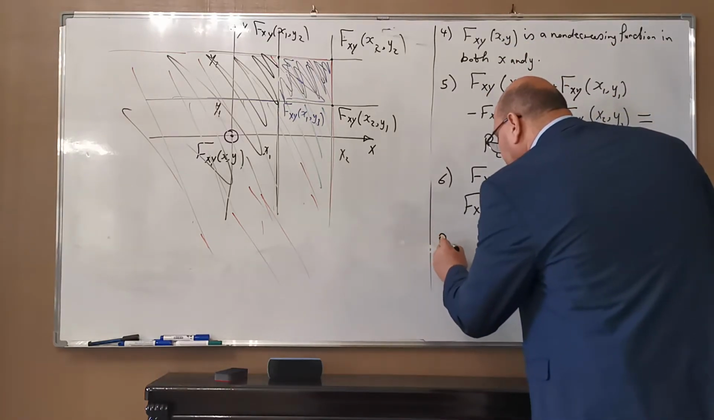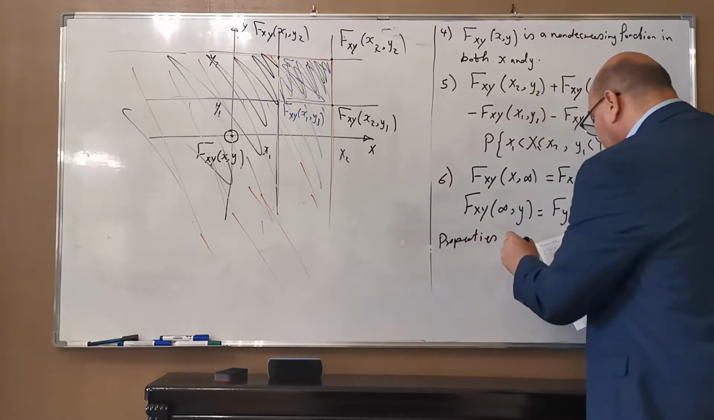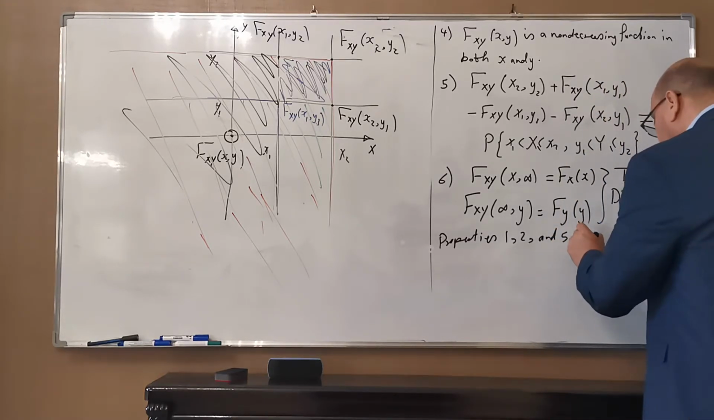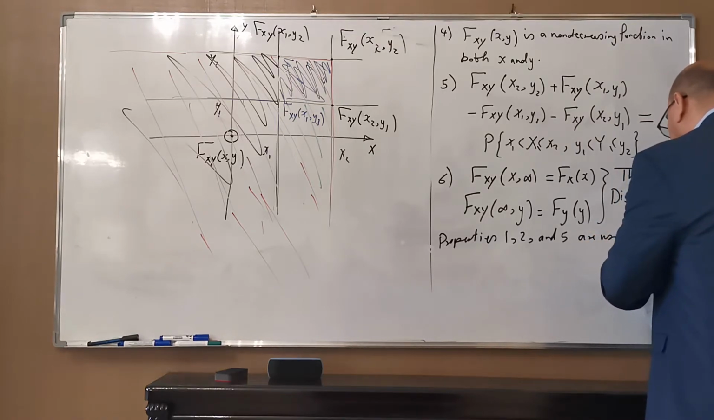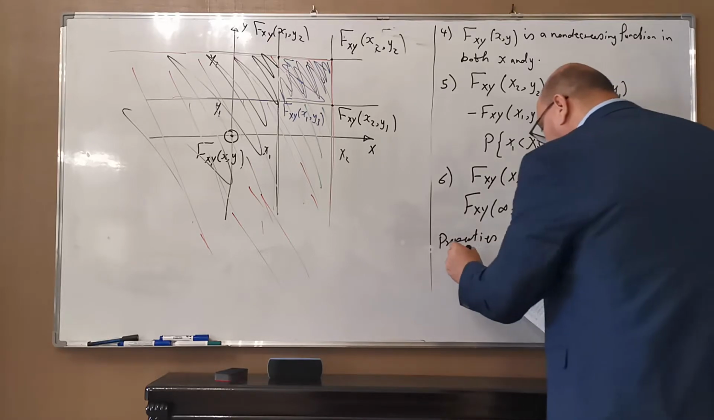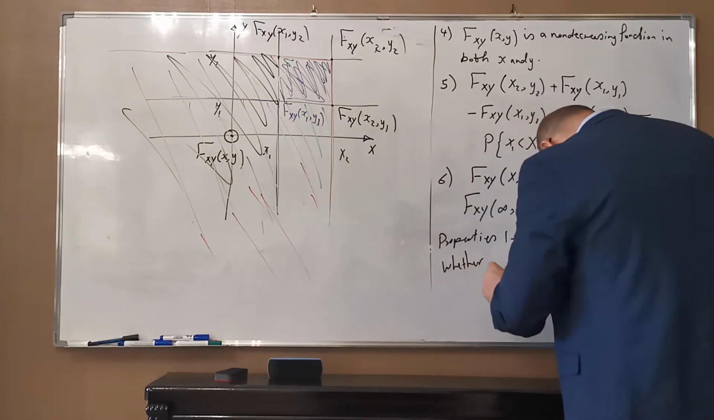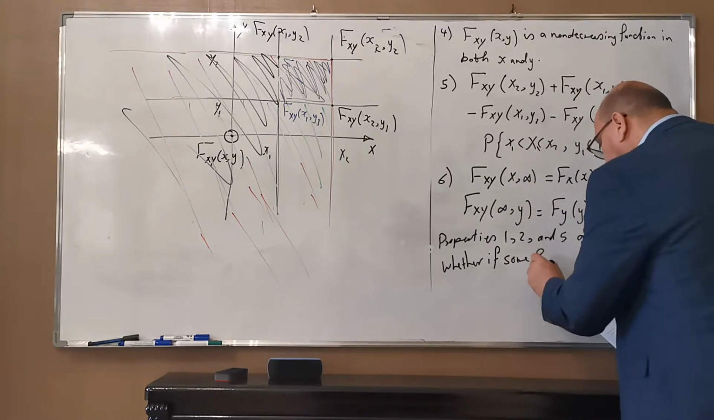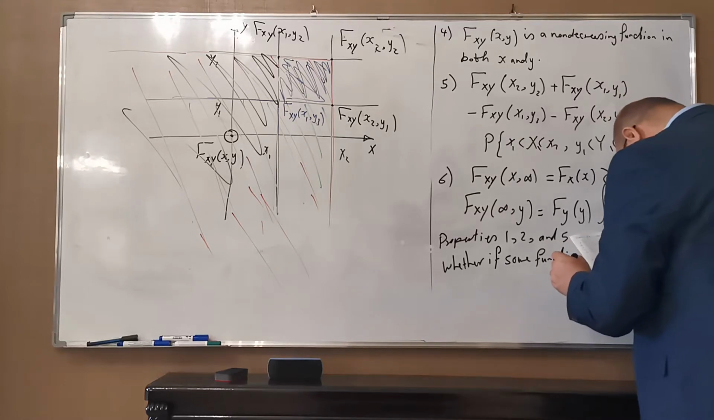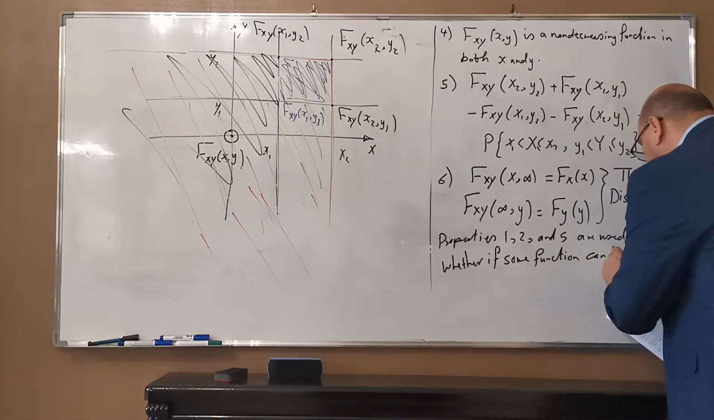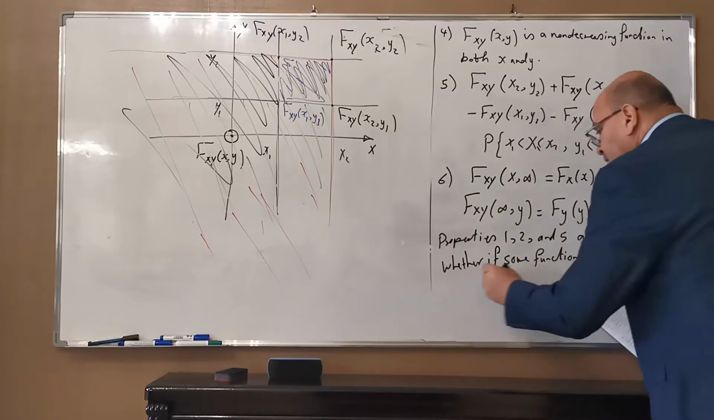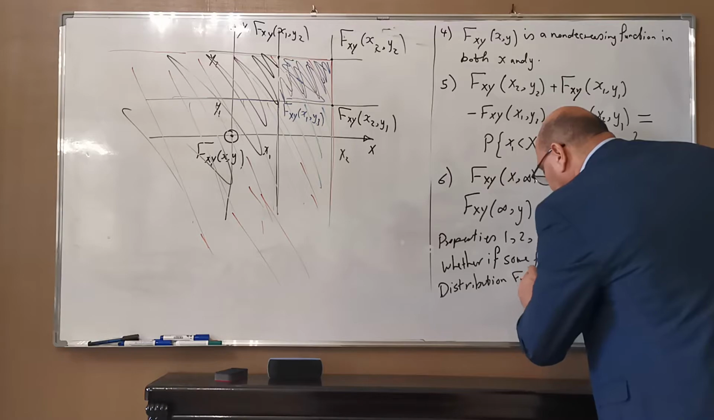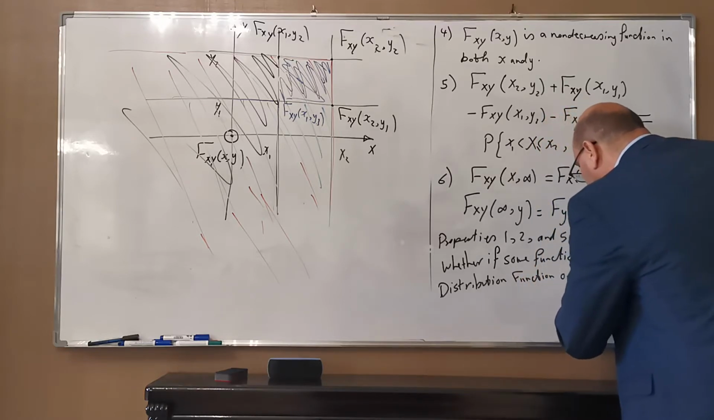And here, properties 1, 2, and 5 are used to test whether some function can be a valid distribution function or not. Okay?